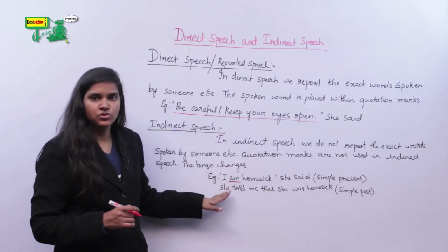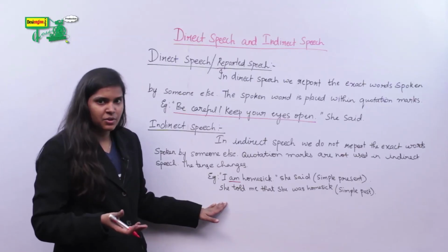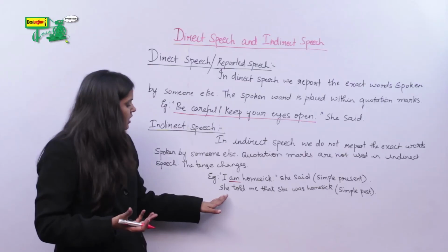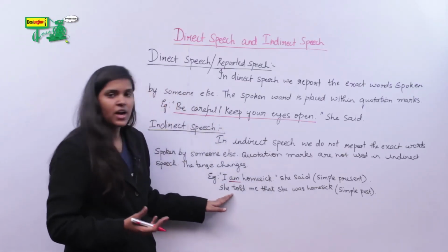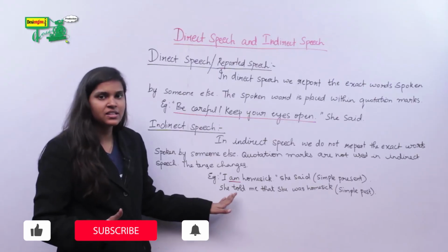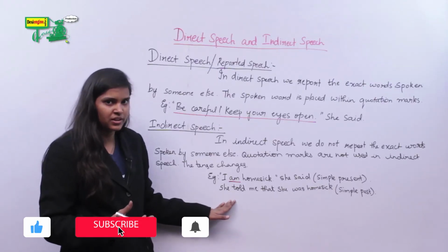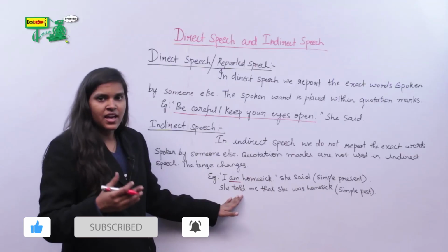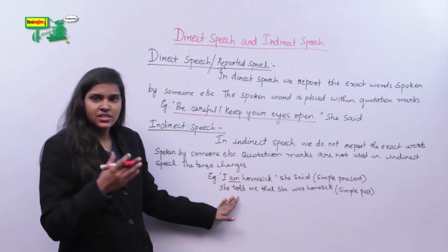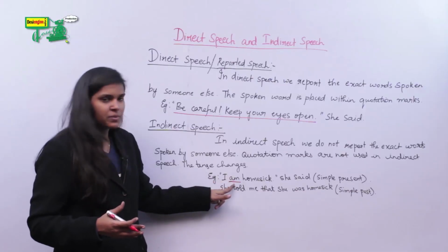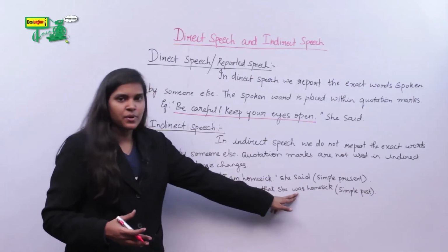When I have to write this in indirect speech, then it will be written like, she told me that she was homesick. Here we haven't used the quotation marks and these are not the exact words of the speaker. But it catches the essence of what the speaker was trying to say. Plus, the tense has changed from simple present to simple past.